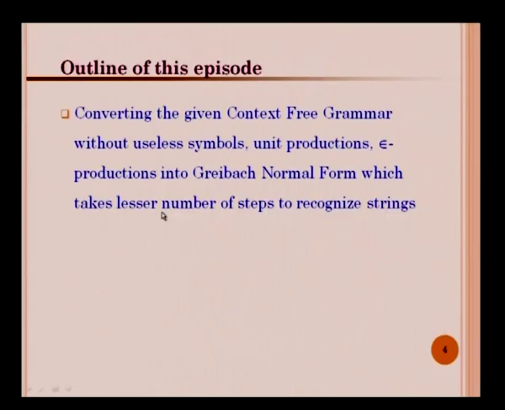As far as today's episode is concerned, we are once again given a context-free grammar which does not include useless symbols, unit productions and epsilon productions. Now this is to be converted into another form of context-free grammar called Greibach normal form, or GNF, which is going to take a lesser number of steps than even the context-free grammar in Chomsky normal form requires.